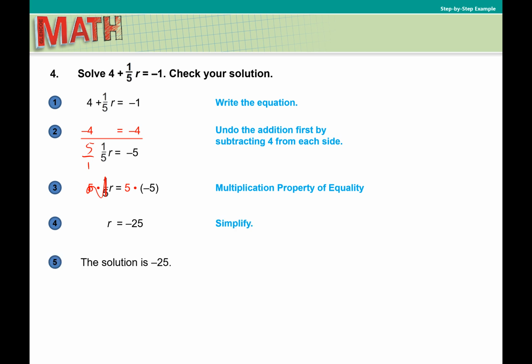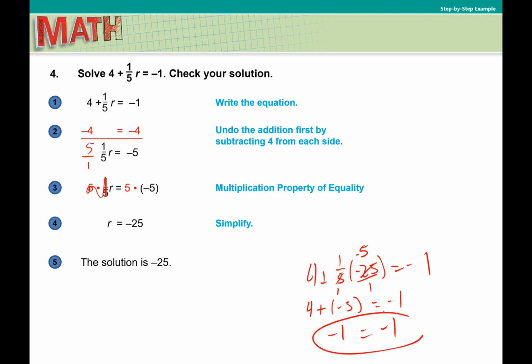Okay, so you plug that back into the original equation. 4 plus 1/5 times negative 25 equals negative 1. Okay, 4 plus 1/5, put that over negative 25 over 1. We can simplify that to negative 5. So 4 plus negative 5 equals negative 1. 4 plus negative 5 is negative 1. That equals negative 1. So our solution is correct.